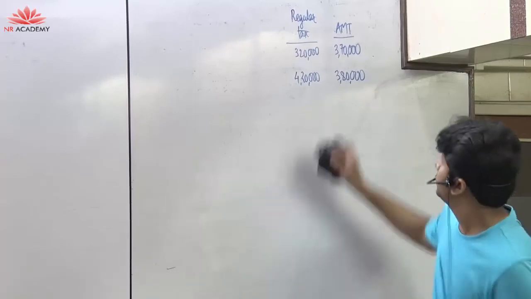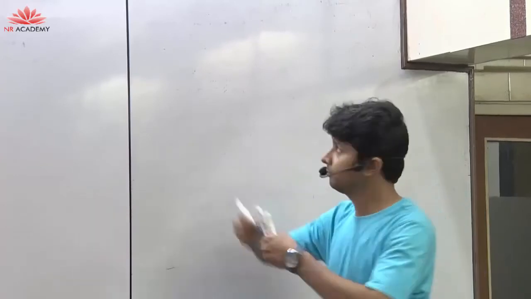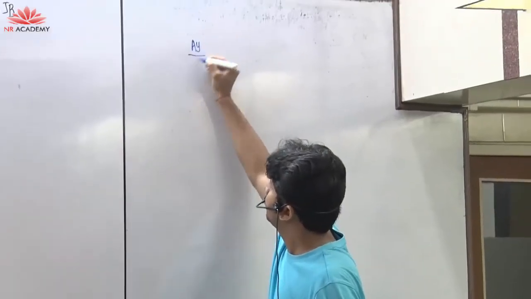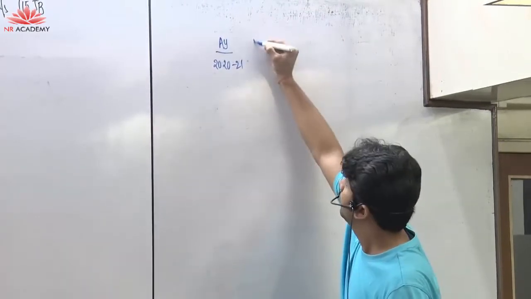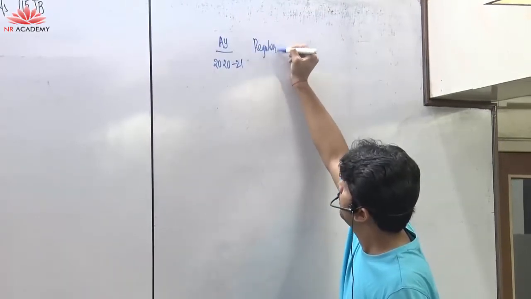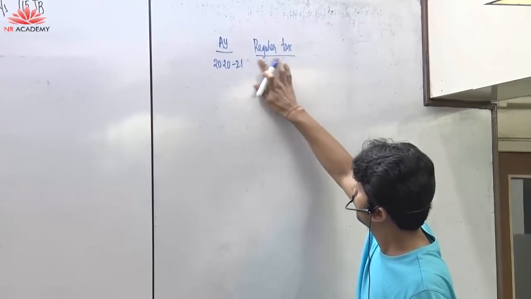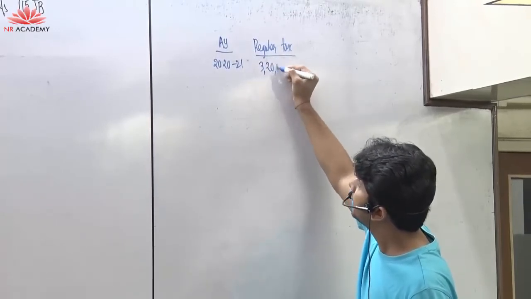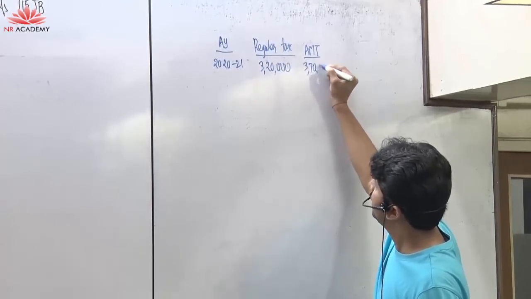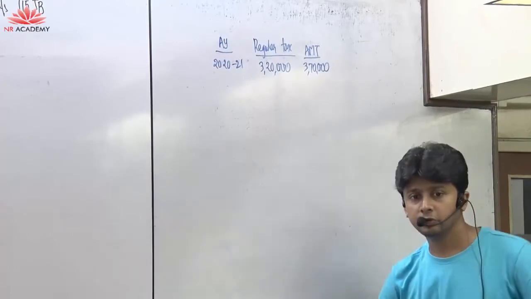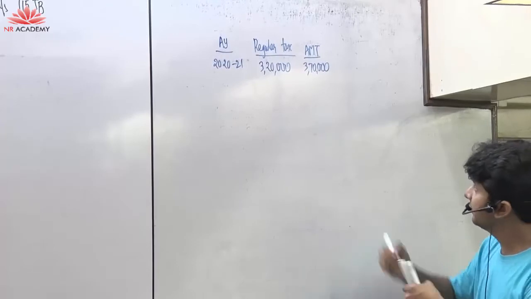Now, if I put this example a bit more systematically, let's say for assessment year 2021, my regular tax is 3,20,000 and my alternate minimum tax is 3,70,000. So what am I supposed to pay to the government? 3,70,000. Fine.